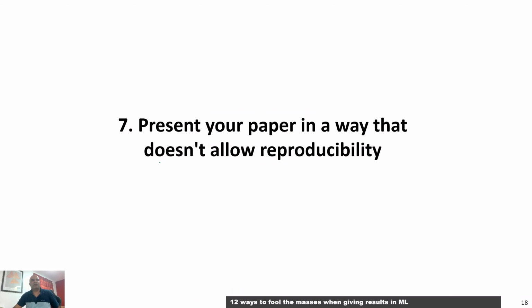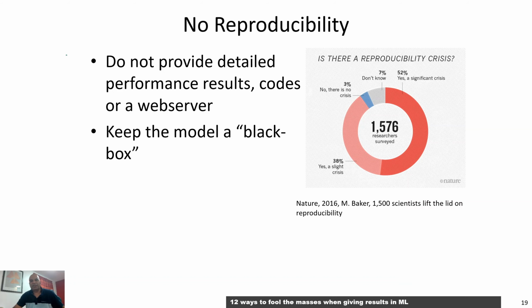Present your paper in a way that doesn't allow reproducibility. For example, you're working on your assignment and you submit it, but we are not able to run it, right? Then you won't get a very high score. We should be able to run it, and that is what reproducibility means. And we should be able to get the same performance statistics that you get, right?